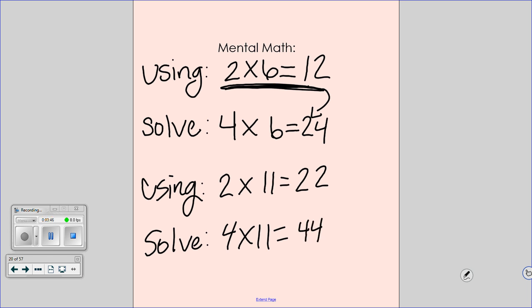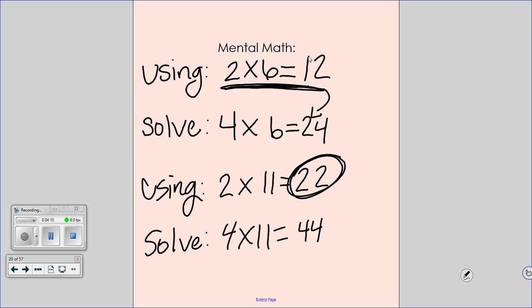44. If I have 2 times 11, a 2 by 11 array, to make that a 4 by 11, I have to add another 2 by 11. So I'm doubling my product. 22 plus 22 is 44. We'll do a lot of this. It's okay if you're still a little confused. We're going to do a lot of it.